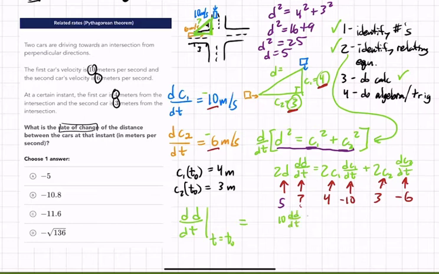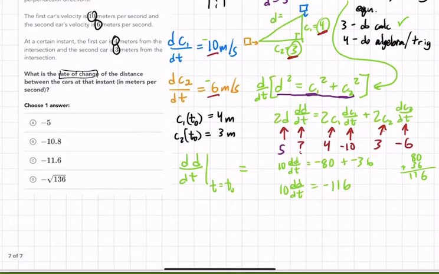Don't take offense. We have 8 times negative 10, that would be negative 80. Wow, that's not that bad. And then we have 2 times 3 times negative 6. 2 times 3 is 6, and 6 times negative 6 is negative 36. And so we have 10 dd over dt equals negative 116. I'm hoping that I did my mental math correctly. I'm just going to double check really quick. Yep, okay, we're good. Next we're going to divide both sides by 10.